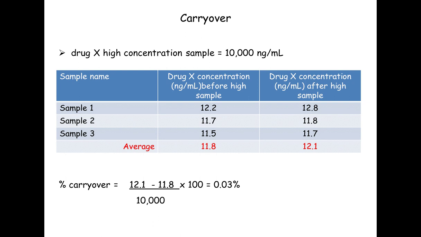nanograms per mil. So then we can calculate the percent carryover by taking the average concentration after minus the average concentration of the low samples before, dividing it by the concentration of the high sample and multiplying by 100. And in this case, we get carryover of about 0.03%, which is within our criteria of 1%.